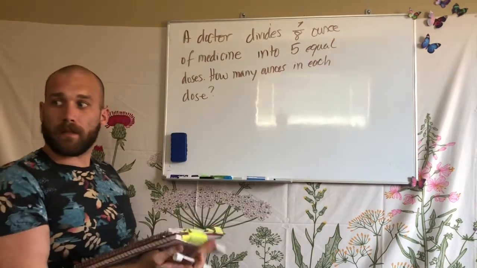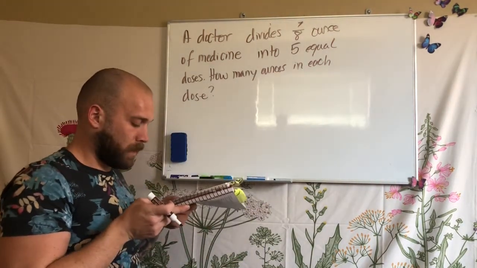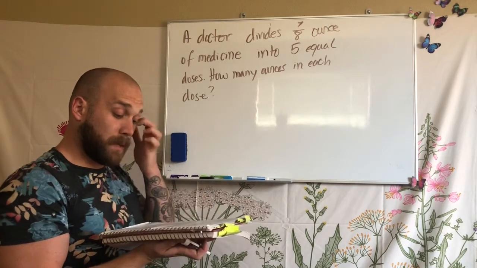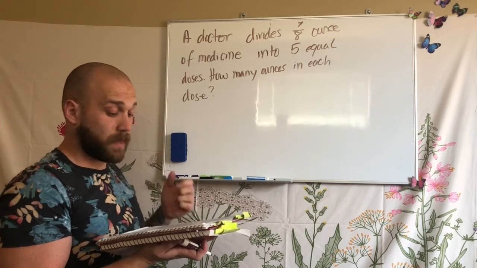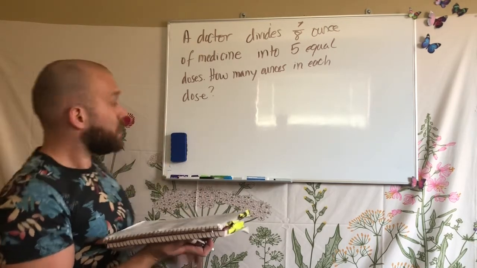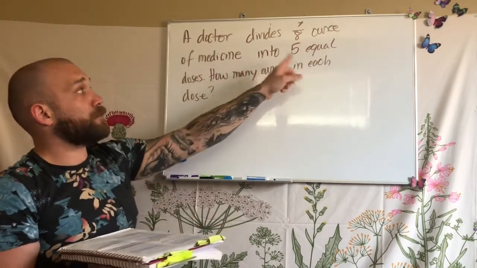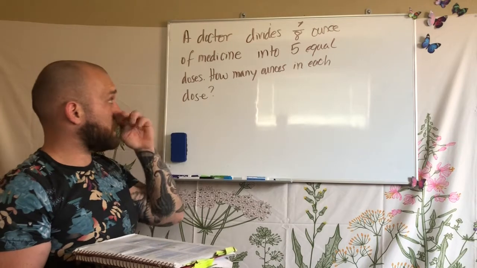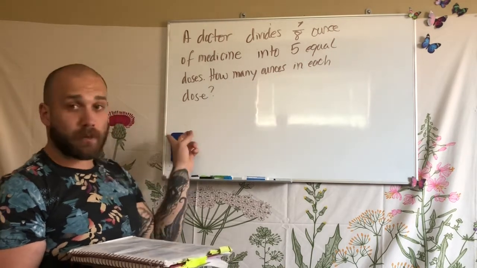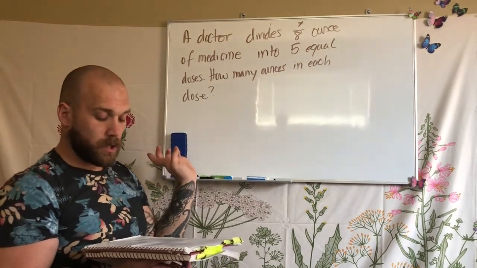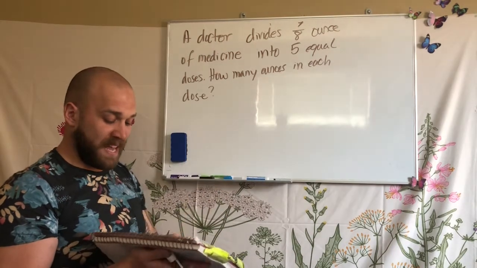All right, so these word problems tell about dividing a fraction. I'll read problem A again. A doctor divides 7/8 ounce of medicine into 5 equal doses. How many ounces in each dose? So you're going to work the problem and write the answer with a unit name.